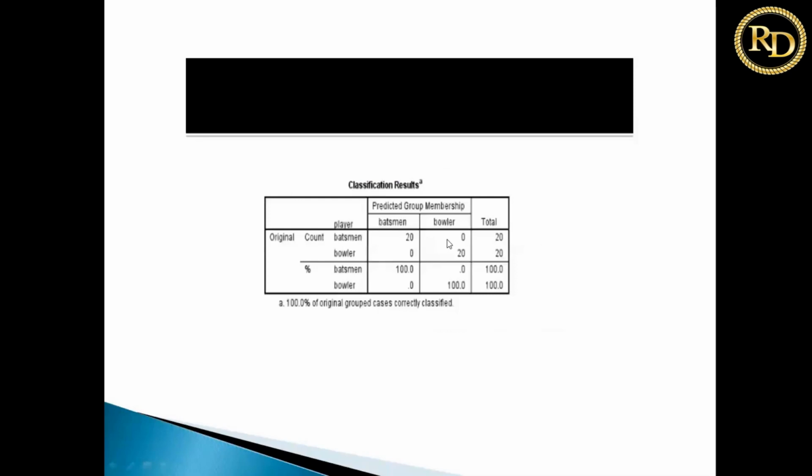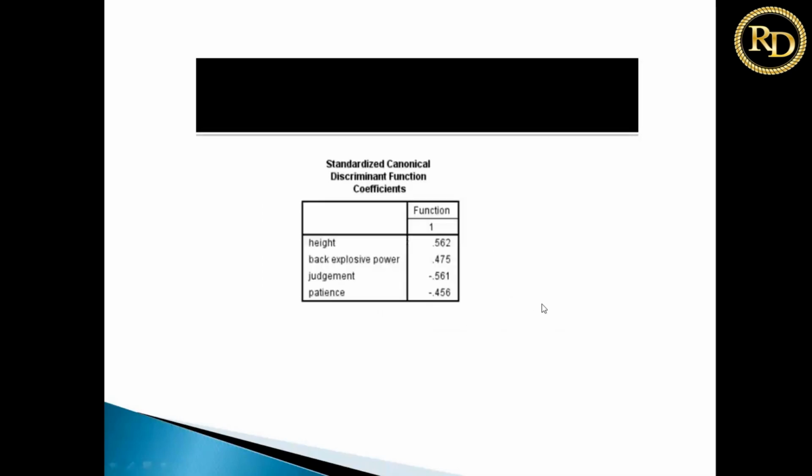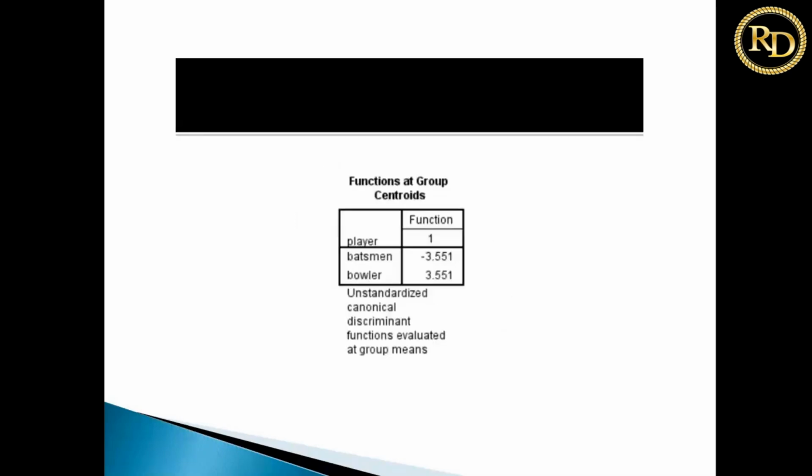Now you see the count, 20% are there. This is the classification result. No one is misclassified. Everyone is classified correctly. So these are the observations. You can see here. Okay.